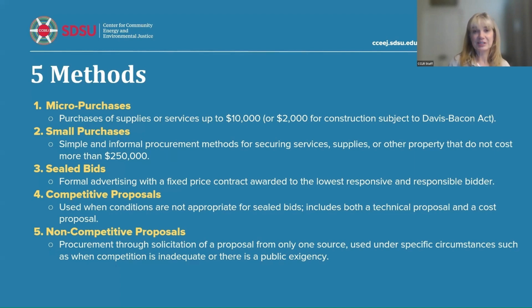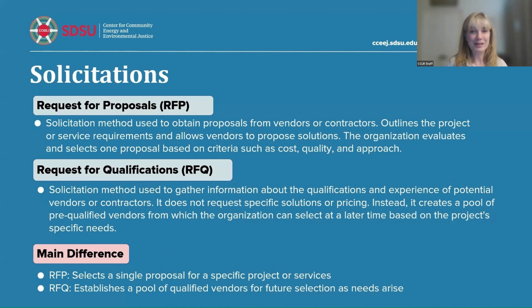So solicitations. I've been talking about RFPs and mentioned an RFQ, but these two terms, request for proposals and request for qualifications, are very different. So both of them are solicitation methods, right? And you're trying to gain proposals, hence request for proposals, as opposed to request for qualifications, where you're trying to gather information about the qualifications and experience of potential vendors or contractors, right?